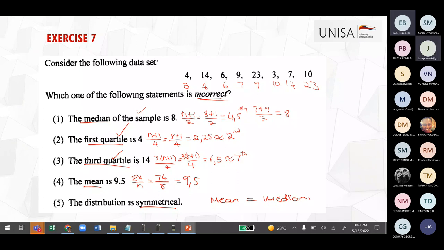So let's check. The mean is 9.5. The median is 8. So they are not equal. Therefore, the distribution is not symmetrical. So yes, incorrect answer is number 5. Easy, right? How do you do the answers?